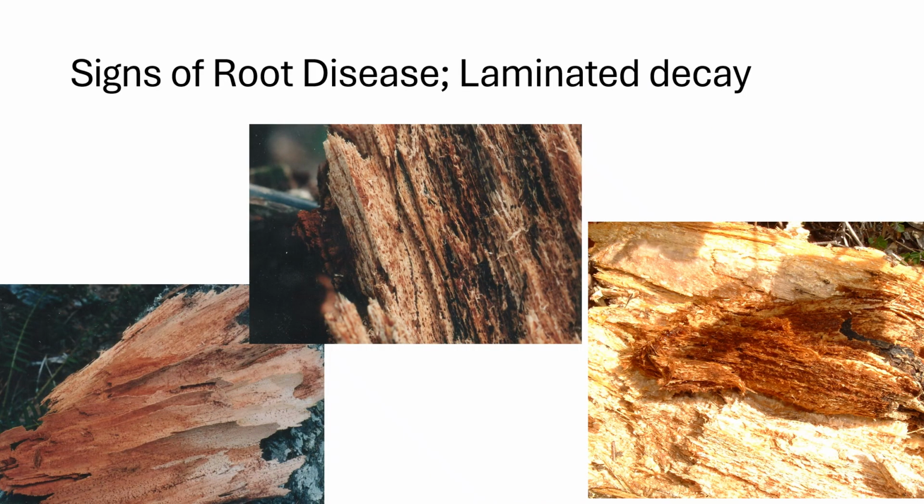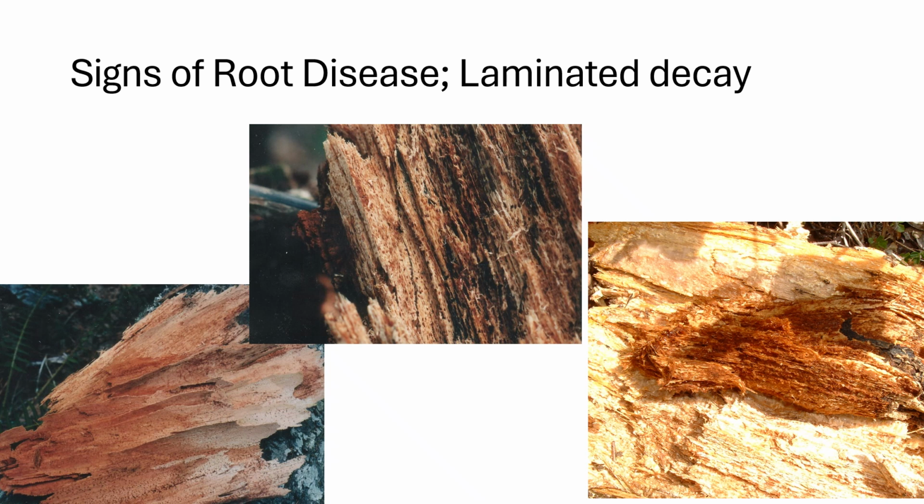So we talked a little bit about symptoms that root diseases cause in their host trees, and root rot centers that are formed by armillaria and laminated root rot. Now we're going to move to talking about signs of the different root diseases. I'm going to start with laminated root disease.